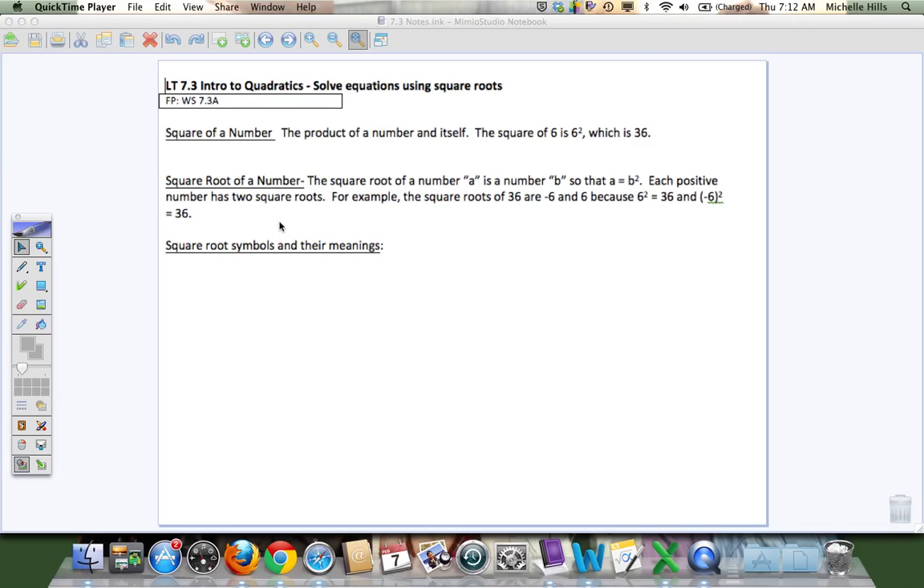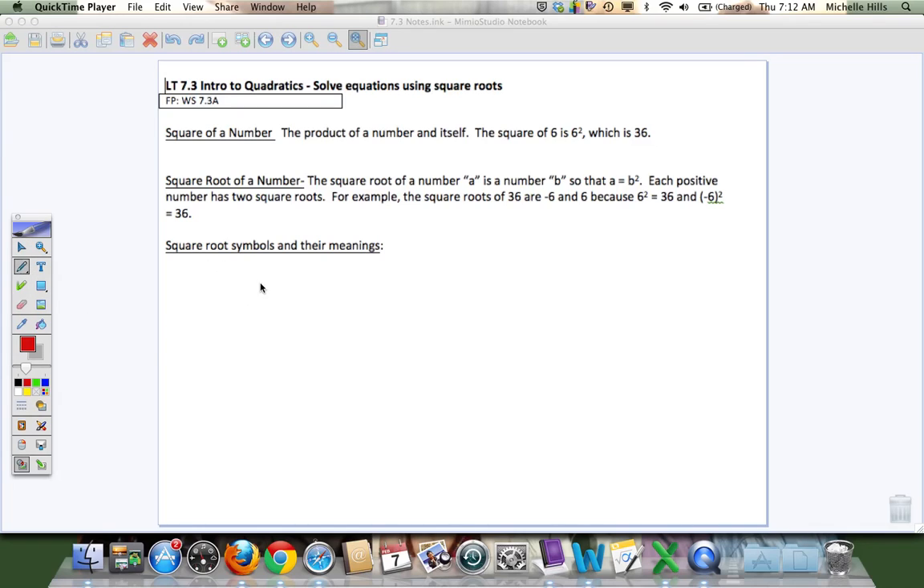So the square root of a number, the square root of 36, is both 6 and, this is important, negative 6. Because I say, what numbers could I square? What number could I multiply by itself and get an answer of positive 36? Well, positive 6 times itself is positive 36. And negative 6 times itself is also positive 36. I don't always need both of those answers though.